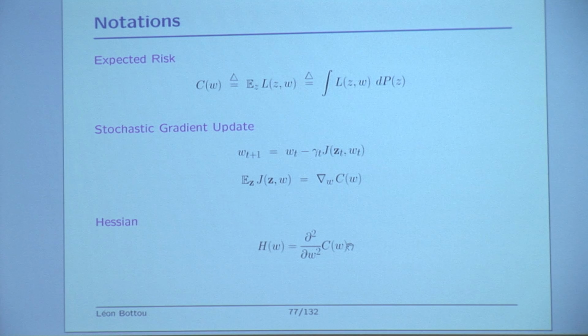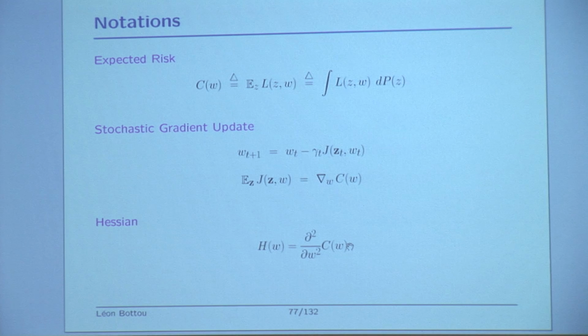So the cost C of W is an expectation over the example Z of a loss L of Z and W. The stochastic gradient update is the same as usual, except that the notations are slightly different here. And the condition I'm going to want is that the expectation of the update factor, the J factor here, is the gradient of the cost itself.